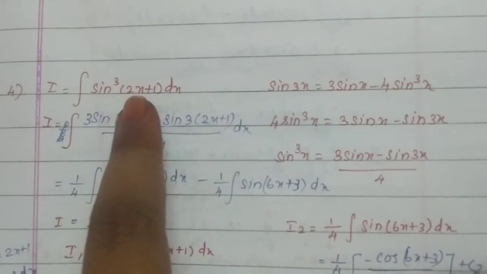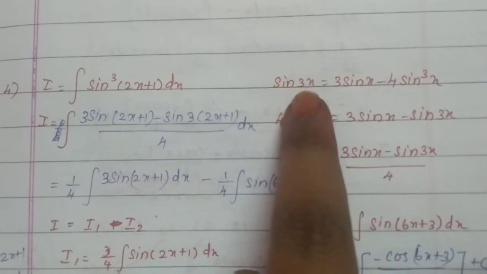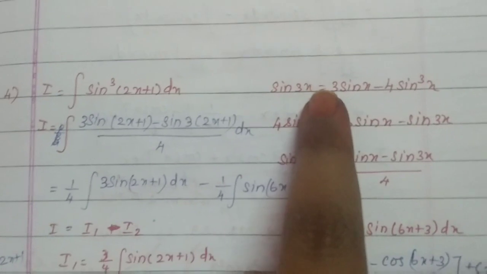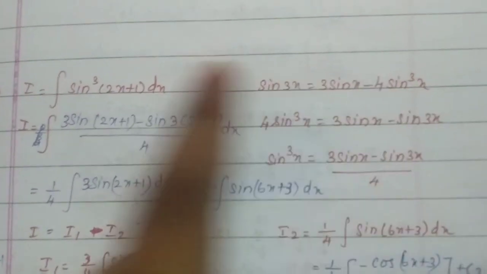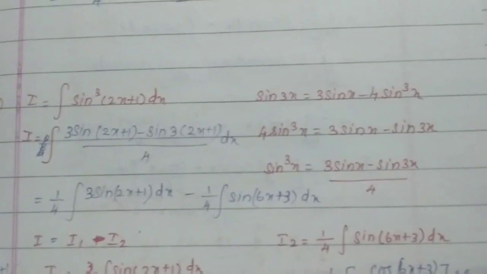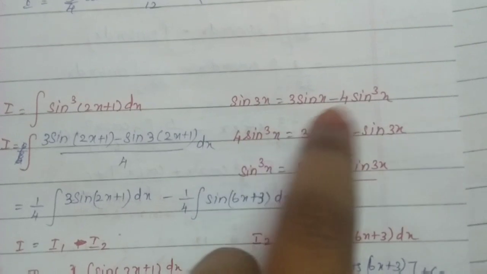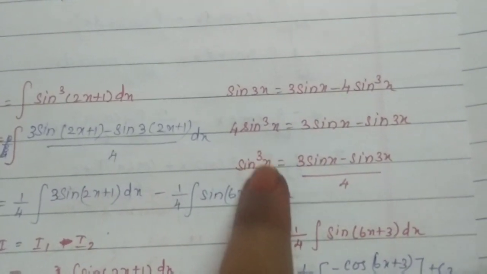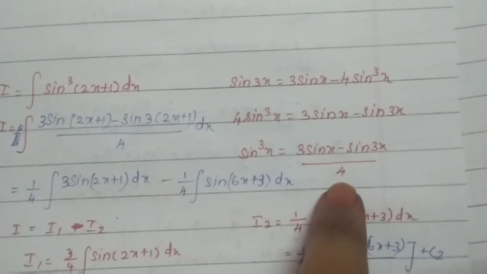Now, for the sin cube x formula you need to apply the sin 3x formula. Sin 3x is nothing but 3 sin x minus 4 sin cube x. From that you need to find the value of sin cube x. Bring it to this side and bring the sin 3x to the other side and take 4 to the denominator. Therefore, sin cube x is nothing but 3 sin x minus sin 3x divided by 4.